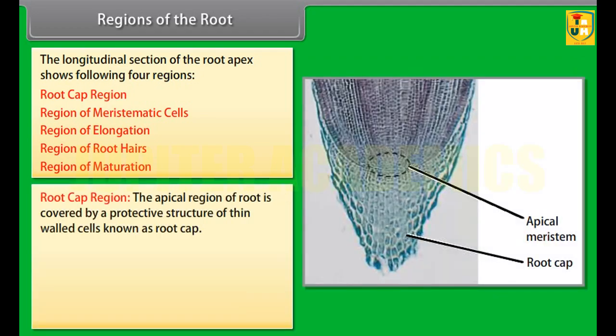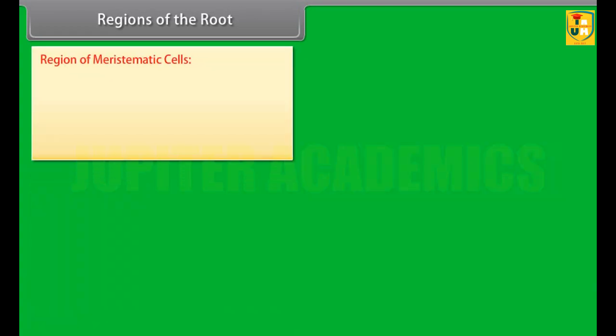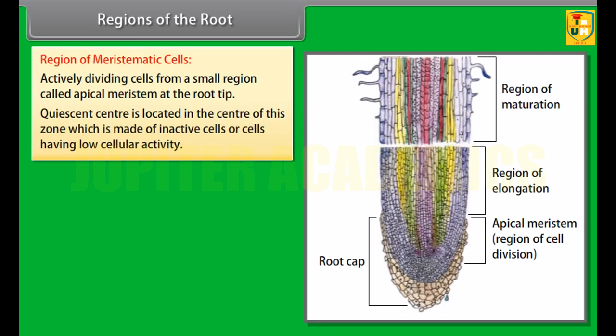Root cap region. The apical region of root is covered by a protective structure of thin-walled cells known as root cap. The cells of root cap secrete mucilage which lubricates the soil through which the root has to grow. Root cap also helps in the movement of root in the soil. Region of meristematic cells. Actively dividing cells form a small region called apical meristem at the root tip. Quiescent center is located in the center of this zone, which is made of inactive cells or cells having low cellular activity.